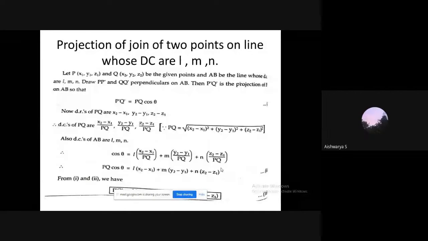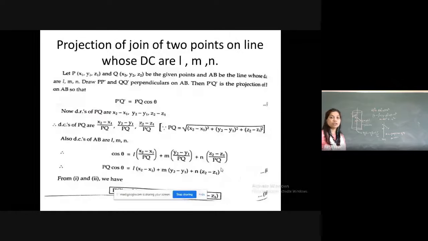Then PQ is equal to L into x2 minus x1 plus M into y2 minus y1 plus N into z2 minus z1. Very good. That is what the projection is.